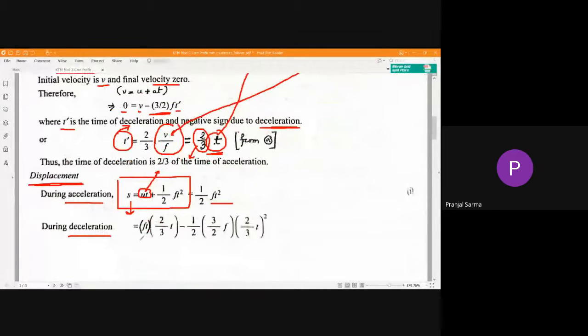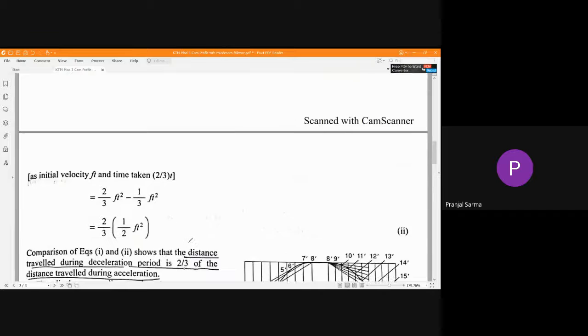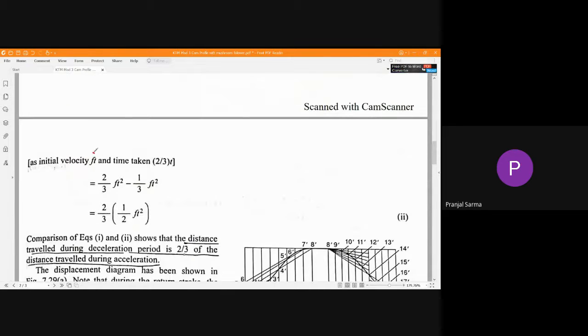So this ft, because we already know now the initial velocity itself is v, and v is equal to ft. So this ft, whole into this time, is already what we have obtained: 2 by 3 of this t, because that becomes t dash. For deceleration, the time is t dash, no? Okay, t dash equal to 2 by 3 of t. Similarly, for the other portion, other velocity, we are just putting that: the initial velocity is v equal to ft, and time taken is 2 by 3 of t.